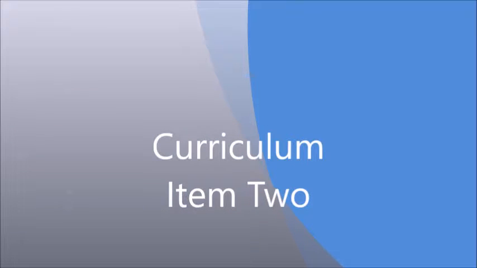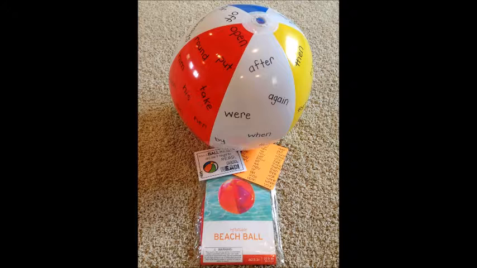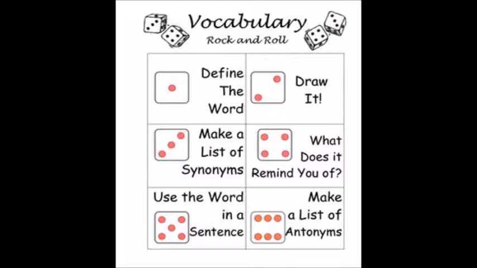So this brings me to curriculum item 2, where we will have a beach ball thrown between the students. The beach ball has a list of vocabulary words from the board, and whatever the right thumb lands on, the student either has to give a definition of the word or relate it back to the story. After our ball game, we'll then go to the vocabulary activity where students will work in groups, and they will roll the dice, and whatever number they land on corresponds to this sheet.